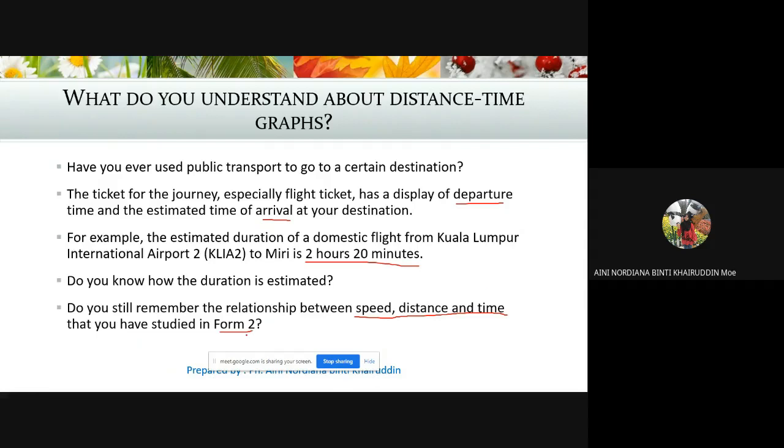Yang you belajar bentuk macam triangle ni. DST. So, kalau nak cari distance, speed times time. Nak cari speed, distance over time. Nak cari time, distance over speed. Ni kena hafal lah. Ini belajar masa Form 2.